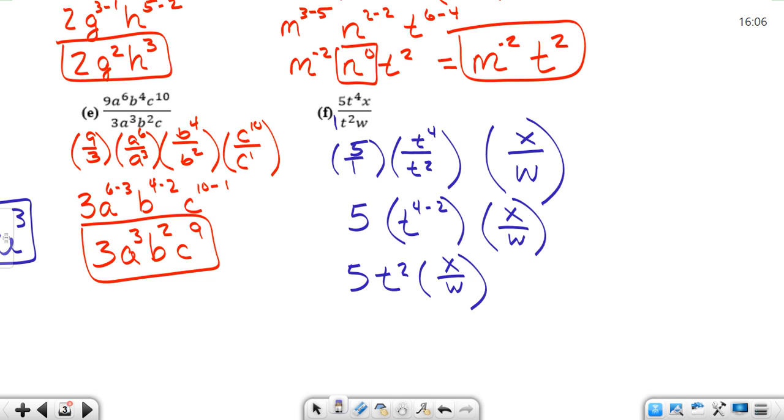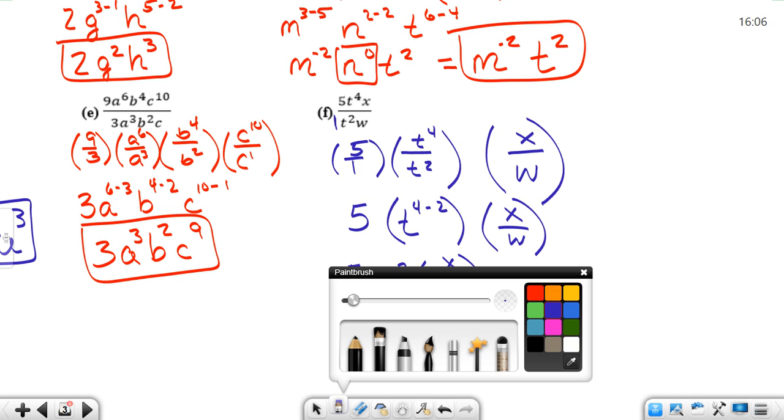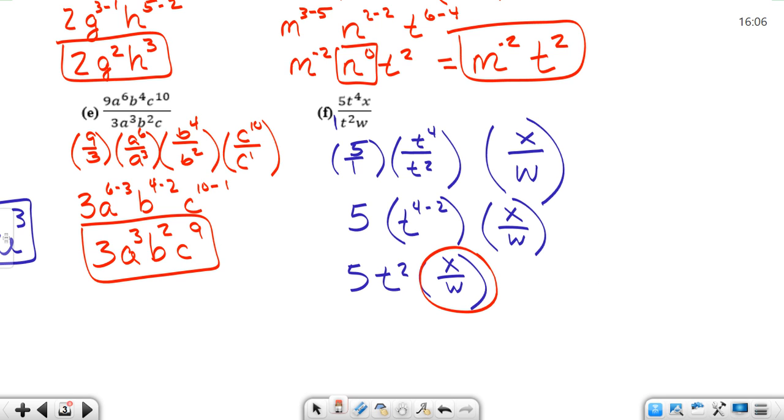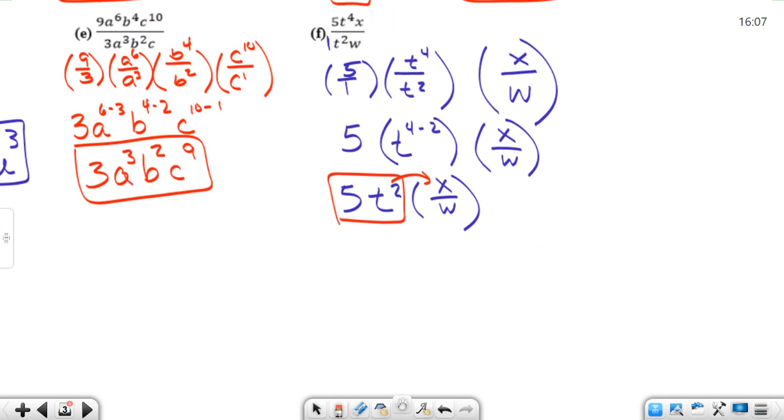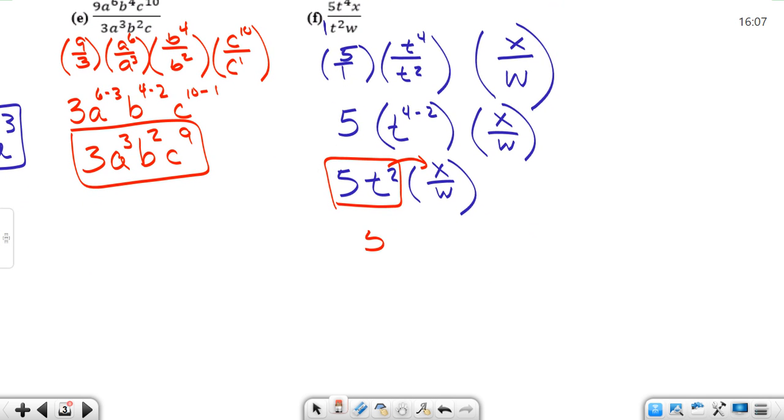Now, this is kind of weird because we've got this part of this term down here that's a fraction. So if we can help it, we'd rather write the whole thing as one big fraction. So what we're going to do is take this 5t squared and multiply it into the numerator, I apologize. What that's going to give us, guys, is 5t squared x divided by w.